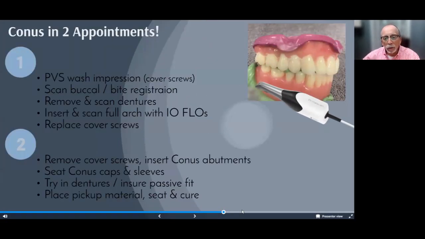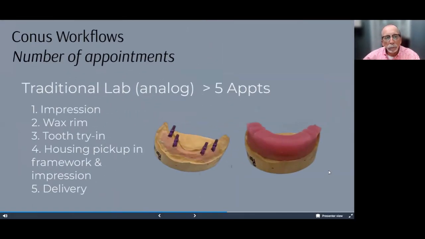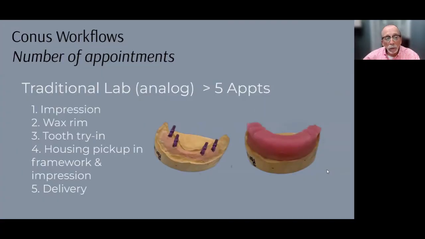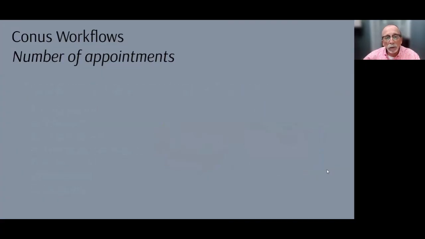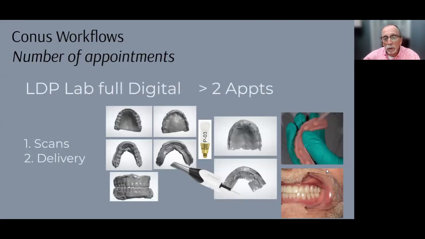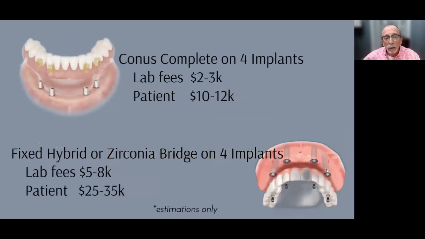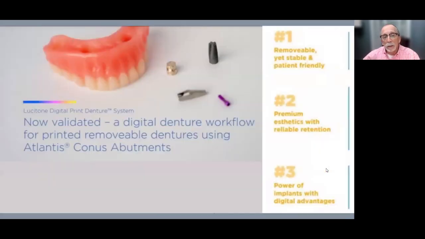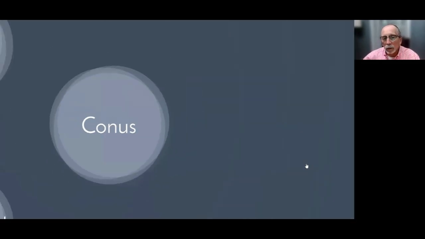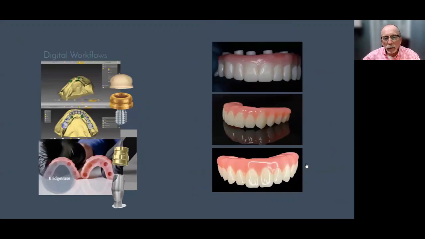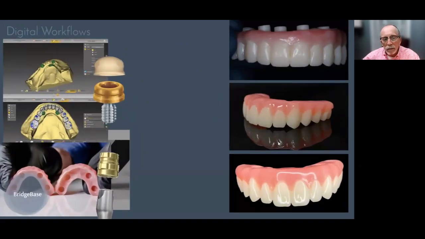So 2 appointments, just like the locator. Traditionally, we were doing it before in 4, 5, or 6 appointments. And now we've got it down to 2 using digital technology. And this is pretty cool. This is a validated workflow. This is a Dentsply Atlantis product, but there are other competitive systems out there, and most of them are validated now. And I'll finish real quickly with the digital fixed.